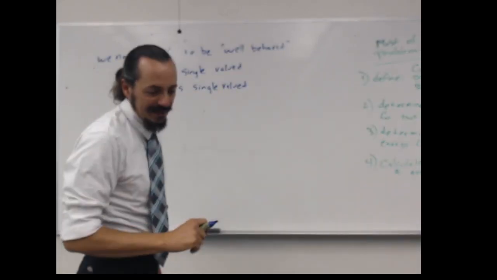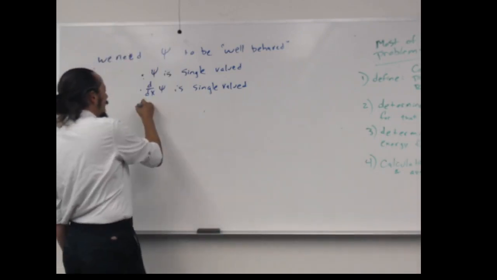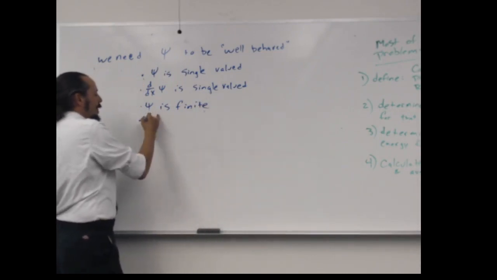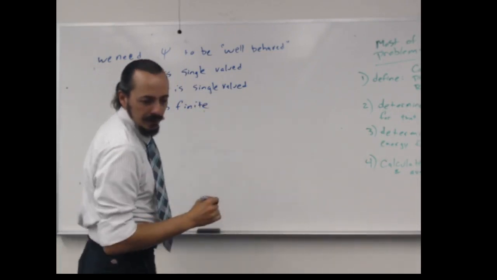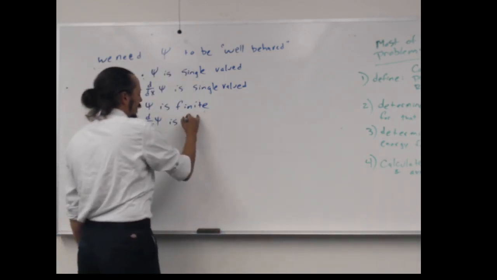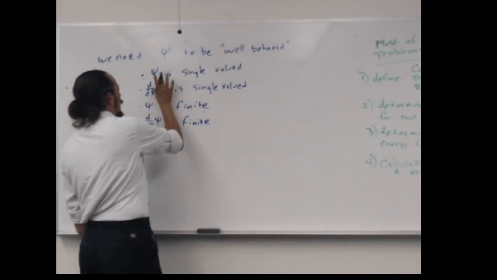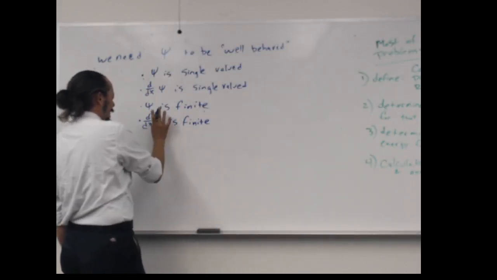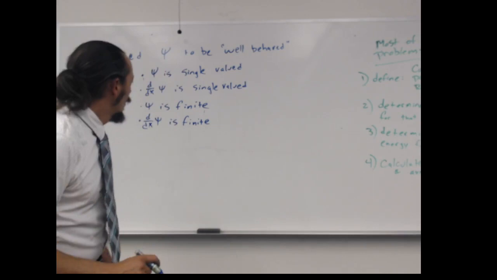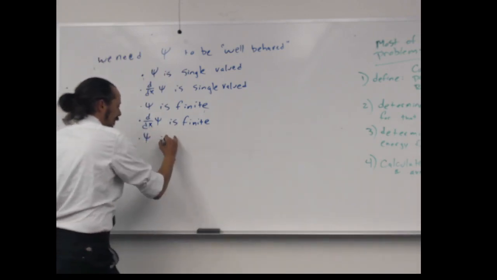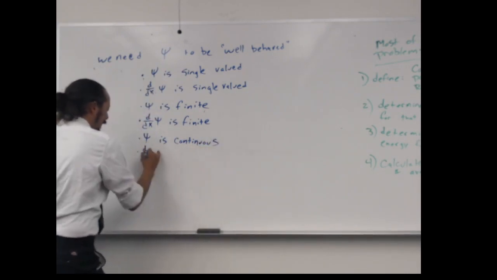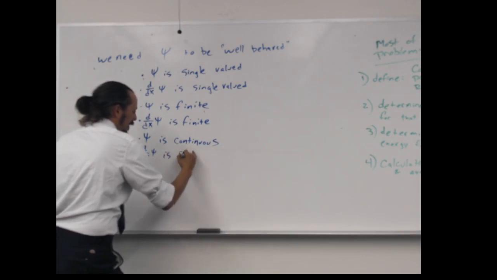We need the derivative to be single valued. We need psi to be finite. We need the derivative of psi. I'll just do it for tau, all space, and I'll leave it for just x. We'll do it one-dimensional for now. It applies to all 3 dimensions, but I'll just leave it as x. We also need psi to be continuous, and we need the derivative of psi to be continuous.